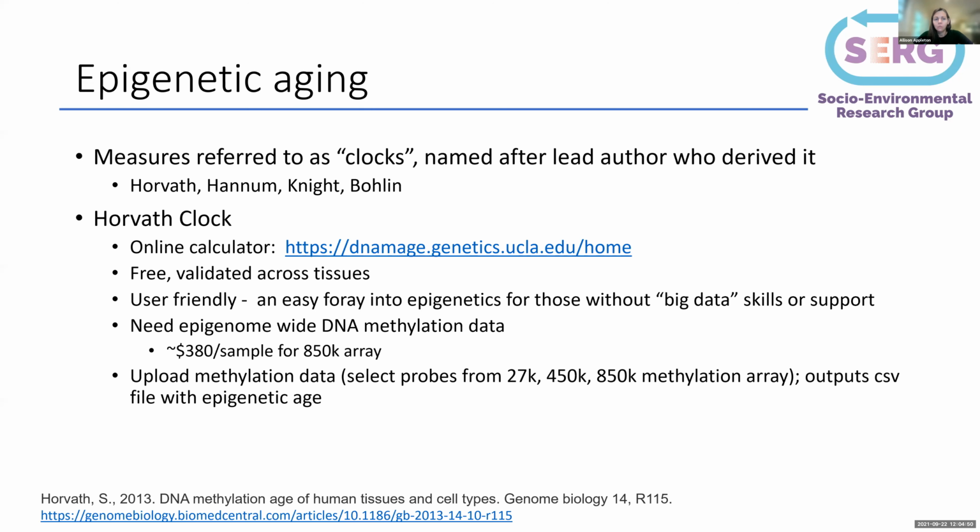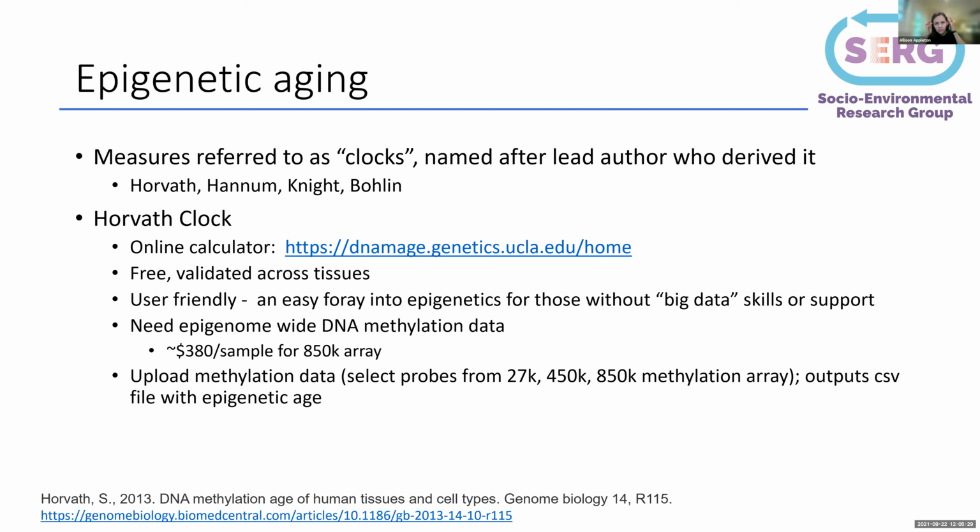The Horvath clock is one of the more common and popular clocks out there. It was one of the first. This Horvath 2013 cite at the bottom of the page provides the lay of the land for this field that is now growing pretty fast. But one reason it's the most commonly looked at is because there is a free online calculator to use. If you have DNA methylation data, you can upload it to this website and it will return to you a CSV file that calculates epigenetic age in your data for you. This clock is, as I said, free and it's been validated for use across tissues.